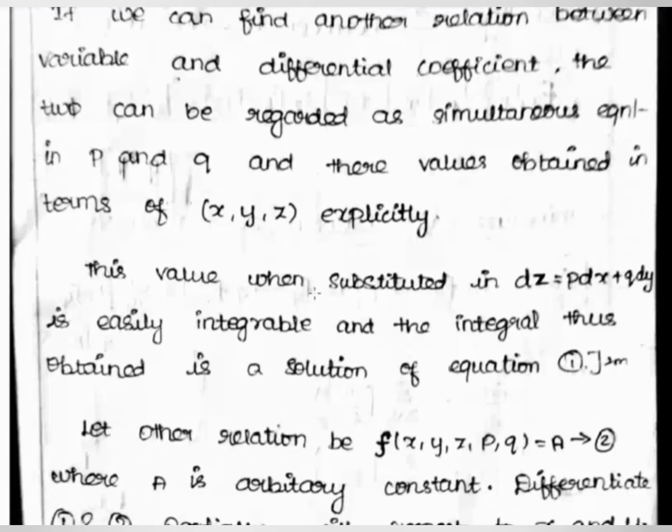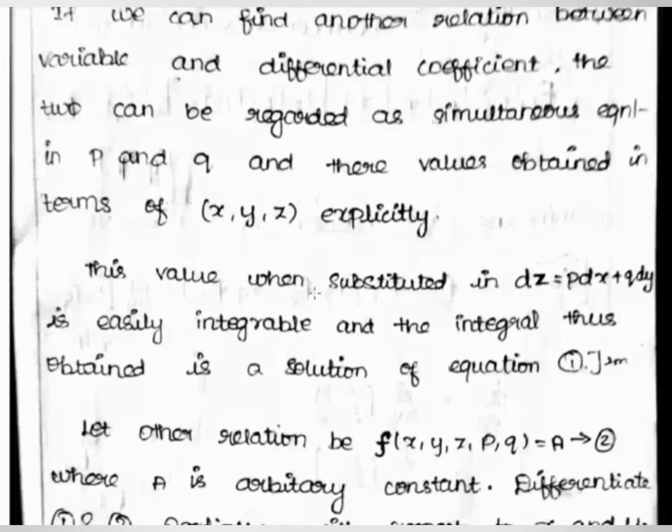For identifying p, you have to substitute the values. For a given function f of x, y, z, p, q, you have to differentiate partially with respect to x, y, z, p and q, and then substitute in the Charpit method formula. Then you equate any two coefficients and integrate, which gives the p value. Substitute the p value in the given equation and you get the q value.